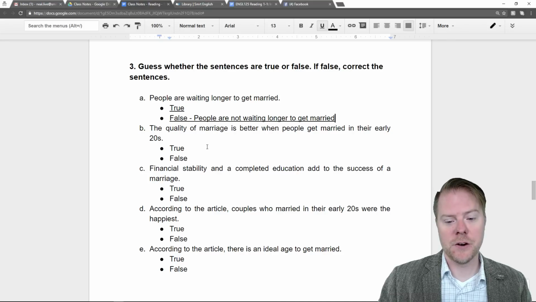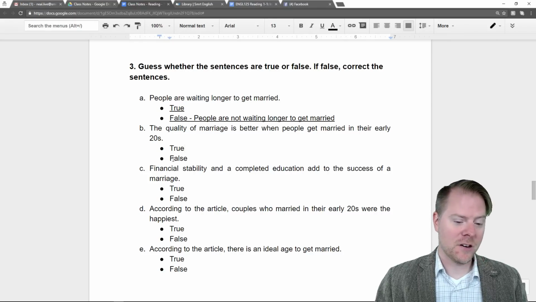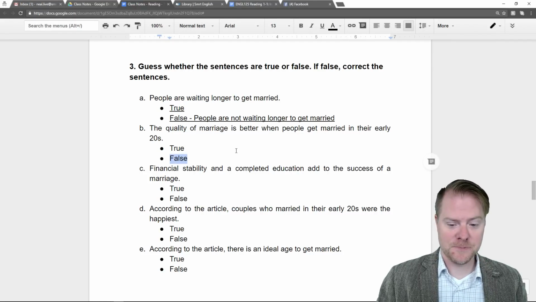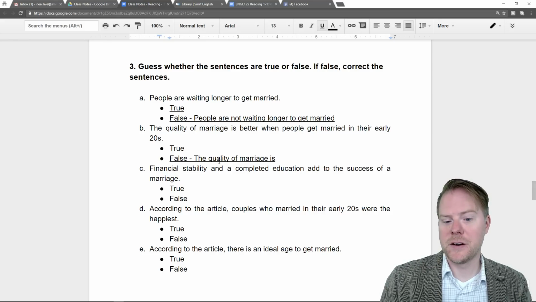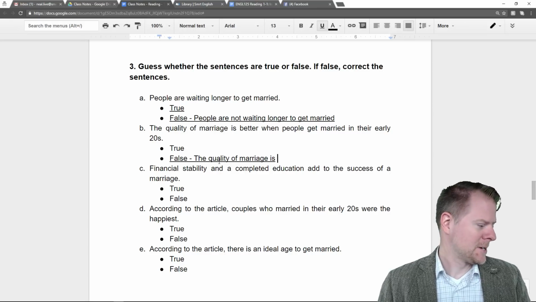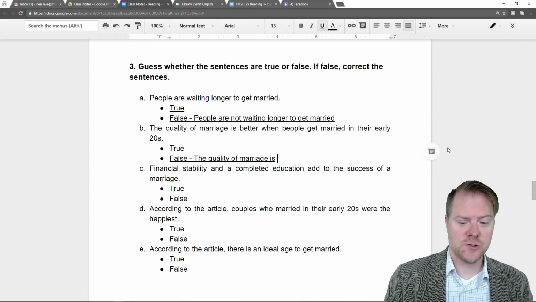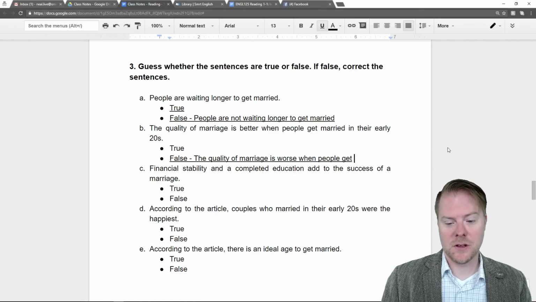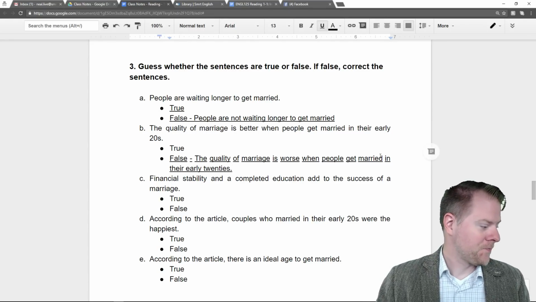B, the quality of marriage is better when people get married in their early 20s. I'm looking at some of the guesses here. Oh, we have a false guess, a couple false guesses. Quality of marriage is better. If it's false, we would change it to simply the quality of marriage. What's the opposite of better? What's the opposite word of better? False. That's right, is worse when people get married in their early 20s.